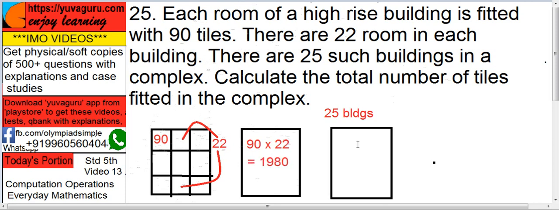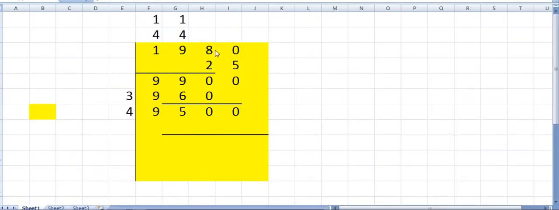How many buildings are there in total? There are 25 buildings. So each building will have 90 multiplied by 22 equals 1980 tiles, in one building. There are 25 buildings, so 1980 multiplied by 25. I have shown this multiplication, 1980 into 25, that 5, then 2.